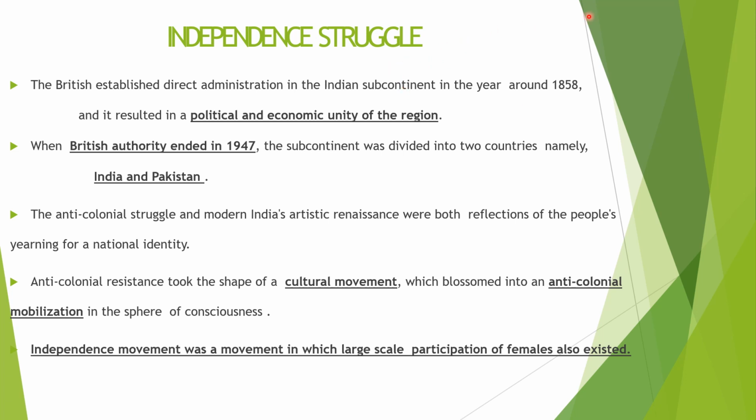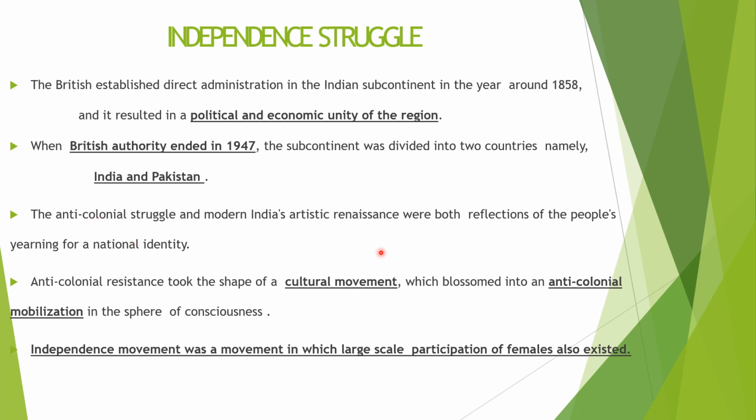The independence struggle, which brought about major democracy, cultural influence, ethnicity, indigenous group. The British established direct administration in the Indian subcontinent around 1858, and it resulted in political and economic unity of the region. When British authority ended in 1947, the subcontinent was divided into two countries, namely India and Pakistan.